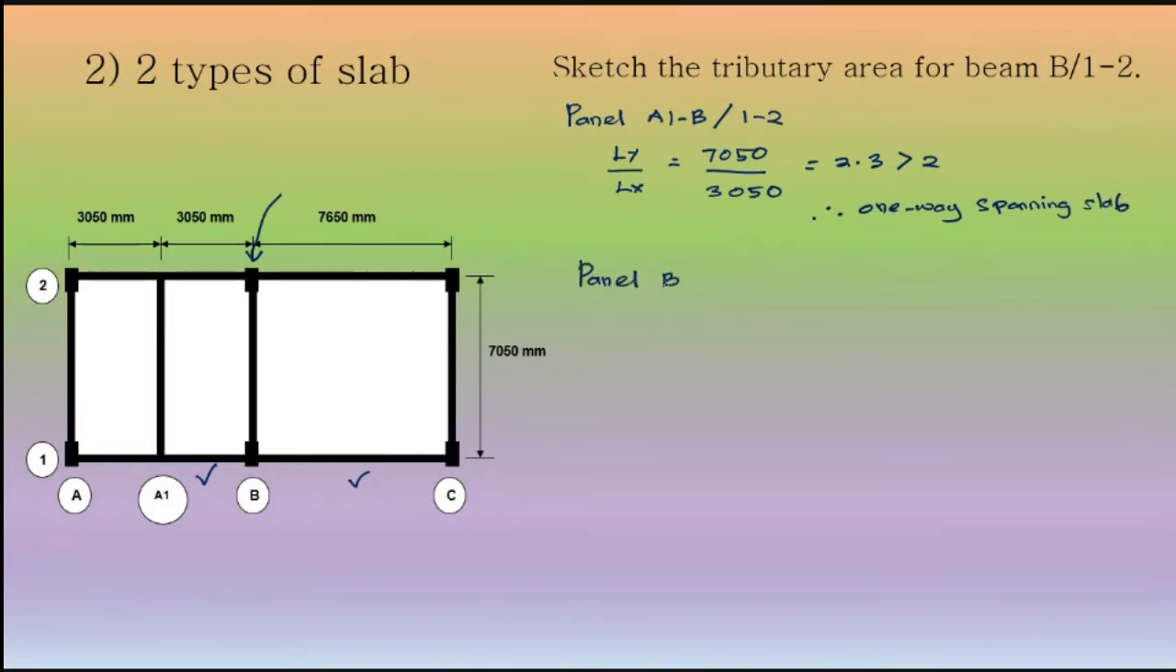Okay, another one. Panel BC stroke 12. Kita ada LY over LX. LY dia 7650. LX is 7050. Berapa dapat guys?